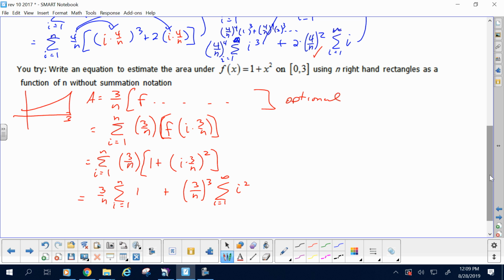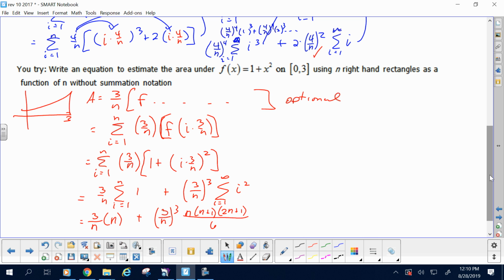This one's so simple, it's strange, but what's the sum of 1 plus 1 plus 1, n times? What's 1, n times? N times 1, or just n, right? So 3 over n times n, which obviously those we drop out. And 3 over n quantity cubed is cool. And using the formula, the sum of i squareds is n times n plus 1 times.